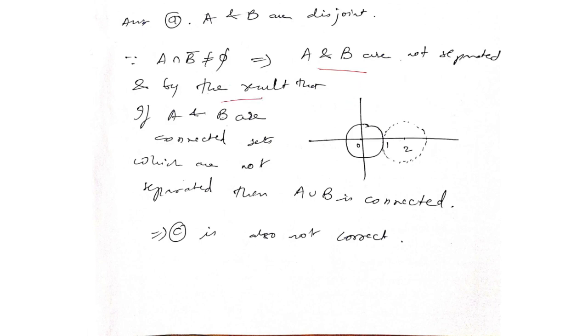And by the result that we proved, if A and B are connected sets which are not separated, then A union B is connected. We just proved this in the previous example. So here A and B both are connected, but they are not separated. So by the proof, we can see that A union B is connected.